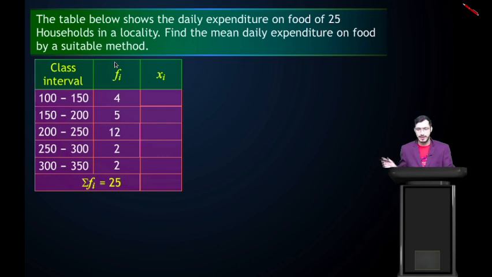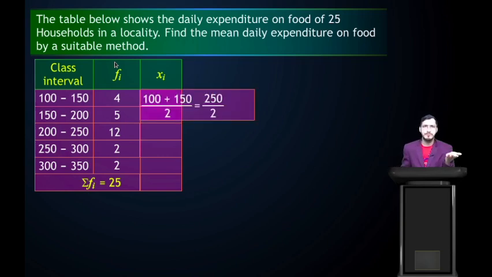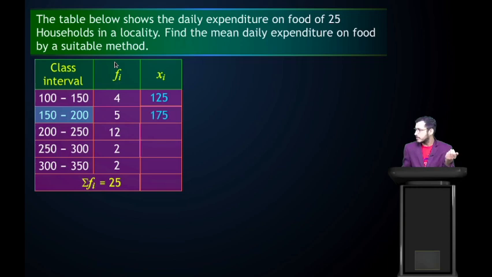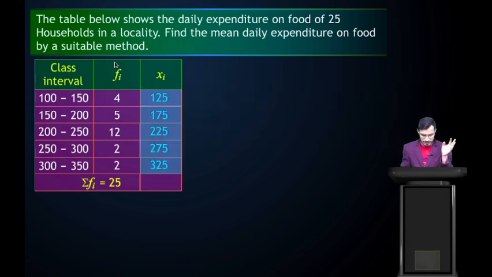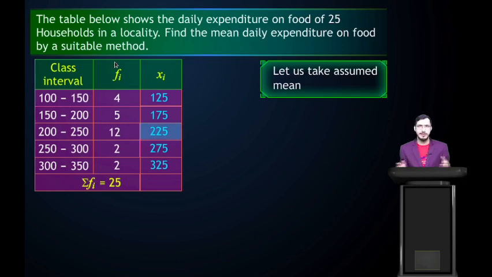Sigma fi xi: first we find xi, the mid value. 100 plus 150 by 2, that is 125. Then 175, 225, 275, 325. In this case you can see the values of xi are quite large, and hence we may select the step deviation method. Let us assume the mean is 225 here.